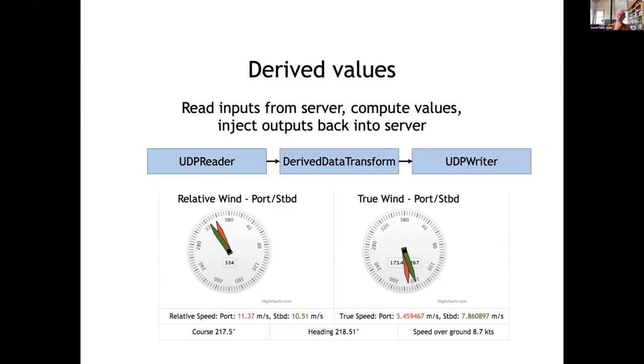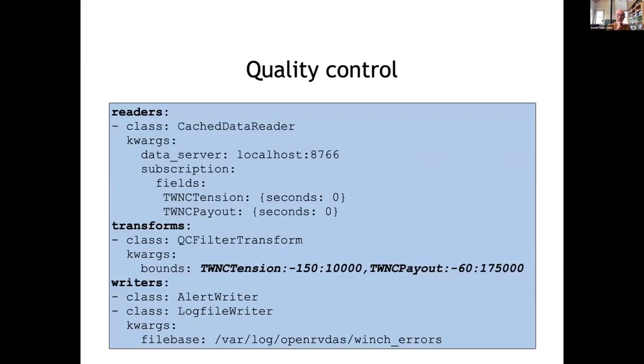There is a true winds transform, which reads data out of OpenRVDAS, computes the true winds and writes it right back into the stream so that the true wind courses through the stream looking just like the original data. You can do some interesting quality control stuff on the fly. There's a thing called a QC filter transform. Normally with a transform, you hand it a record, it somehow transforms the record and spits it out. The QC transform, you hand it a record, and what it does is it looks at certain values.